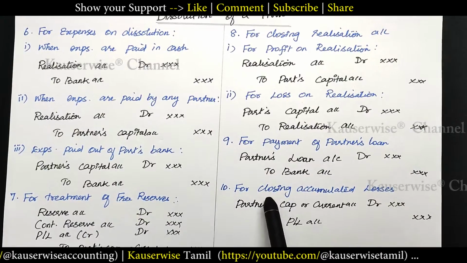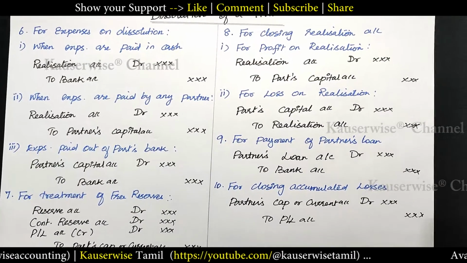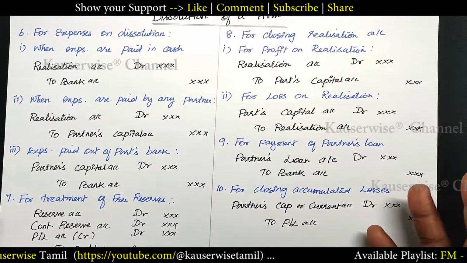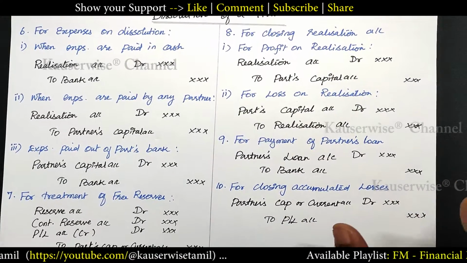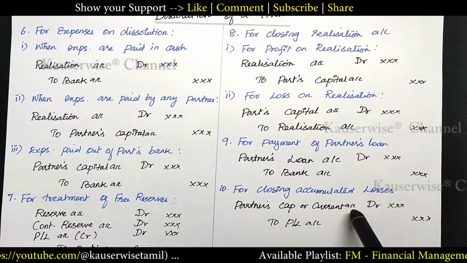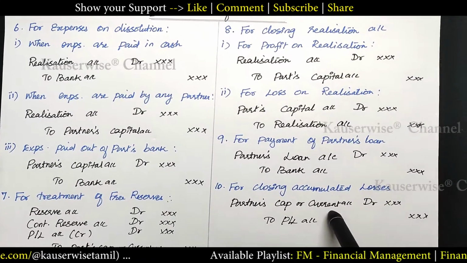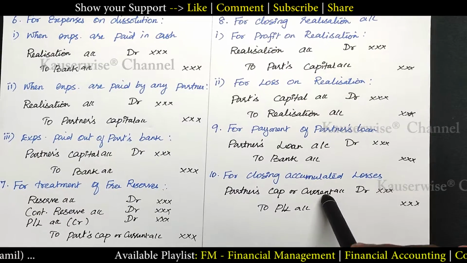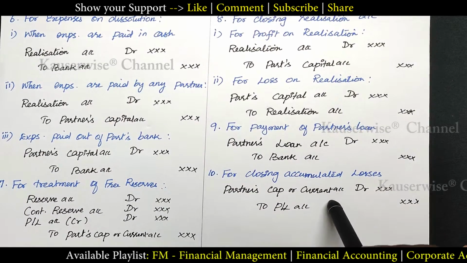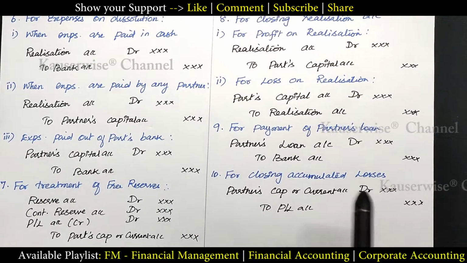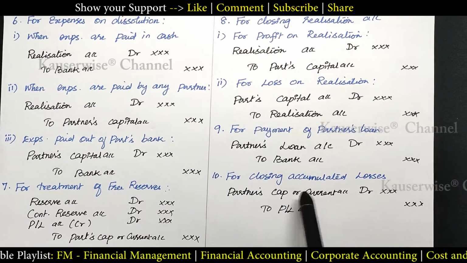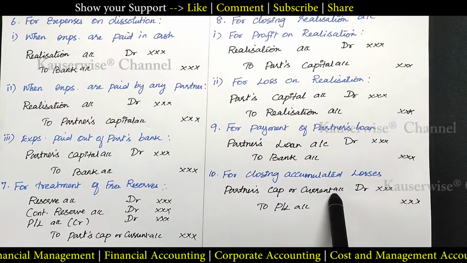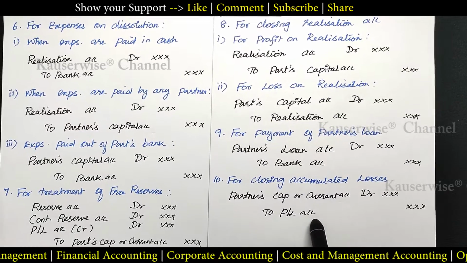And finally, in case of any accumulated loss: I already told you accumulated profit, reserves and surplus everything belongs to partners. In the same way, even if there is any accumulated loss, that will also be transferred to partners capital account. You can find this under the asset side, as a debit balance. So transfer to partners capital account or current account. Entry: partners capital or current account debit to profit and loss account.